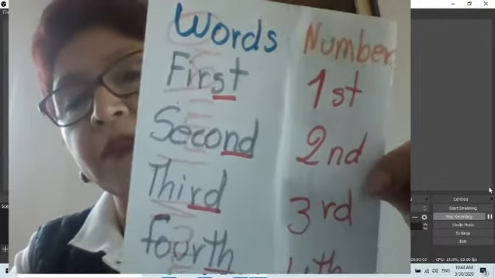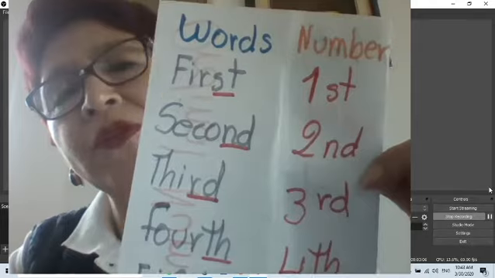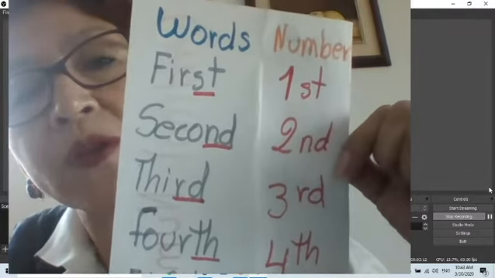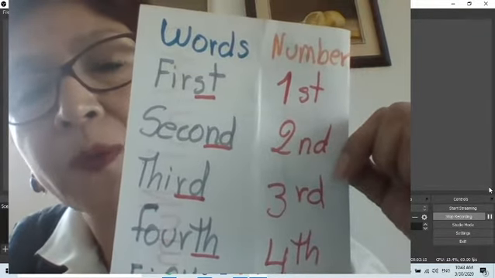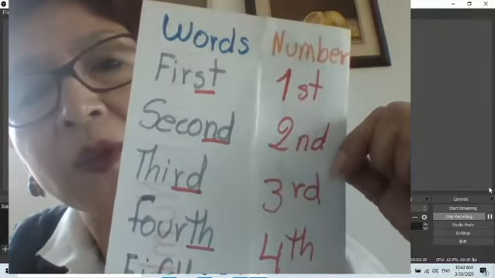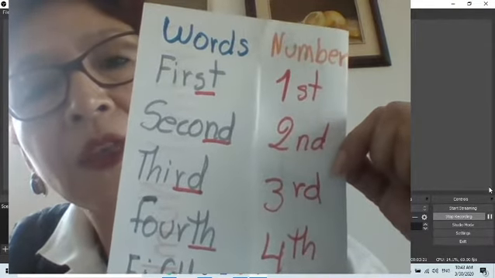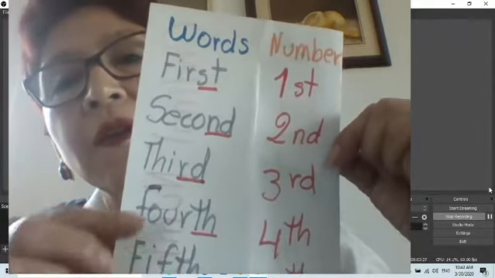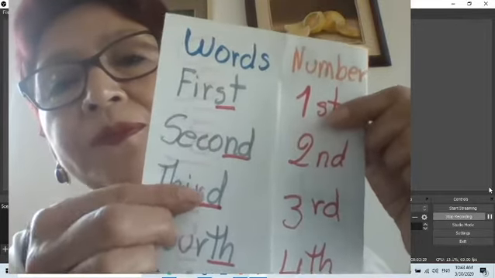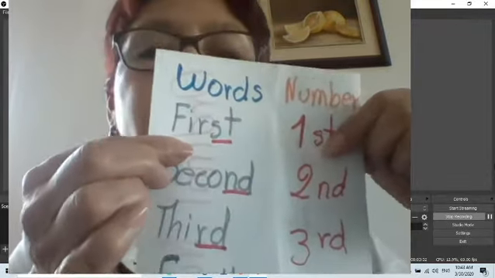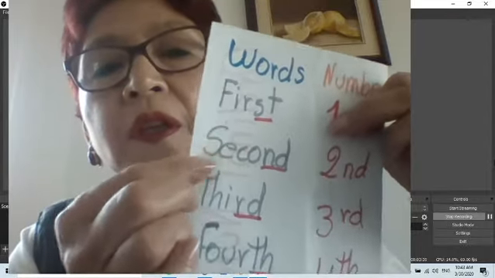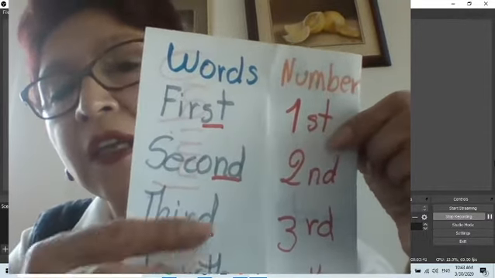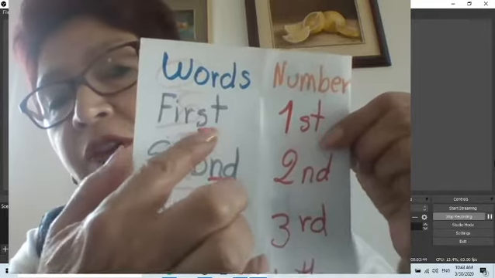But look at the numbers. What do you see with the numbers? Do the numbers go alone? ¿Van los números solos? No. Of course. ¿Qué ven? What do you see? ¿Qué tiene cada número? What does each number have? Look at this one. First and first. You see? First lleva el número. ¿Qué letras lleva? The letters, two letters. ST. The two last letters of first.